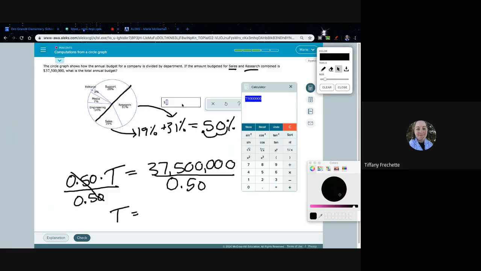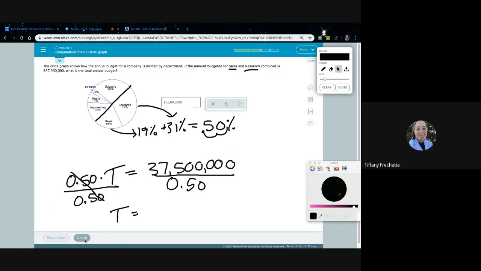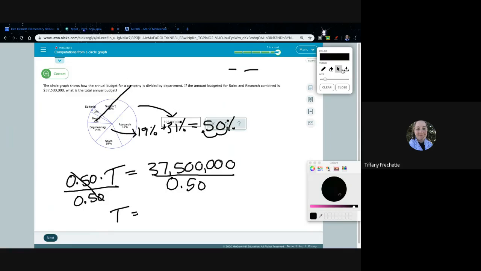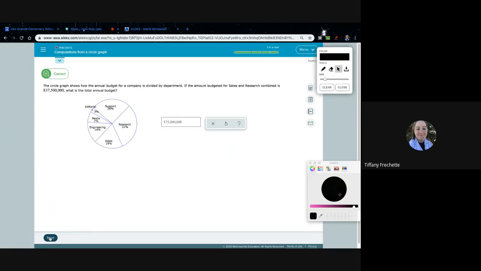Okay. So the amount we're allowed to spend, oh no, sorry, the total budget is 75, and we have 1, 2, 3, 4, 5, 6 zeros. So make sure you put the right number of zeros in or you'll get the wrong answer here. So we have a $75 million budget total. All right, let's check. Okay, clear. And we finished another one, yay.